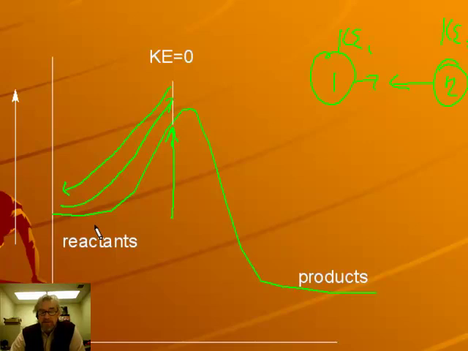Well, we know that kinetic energy is directly proportional to temperature. In fact, that's what temperature is. It's a measure of kinetic energy. So we could expect that for all reactions, higher temperatures should give higher reaction rates because more particles would have sufficient kinetic energy to overcome the activation energy and then react.